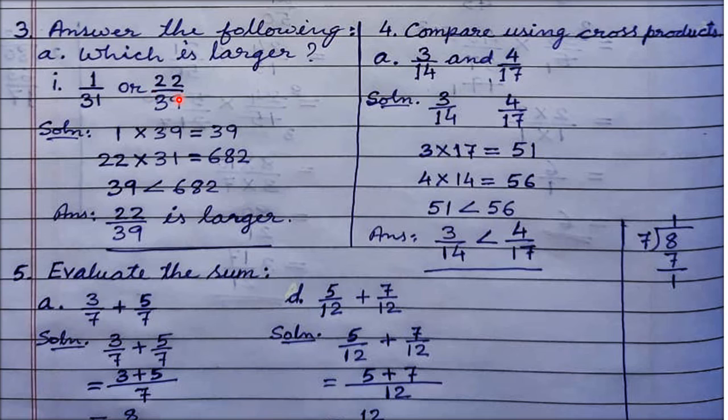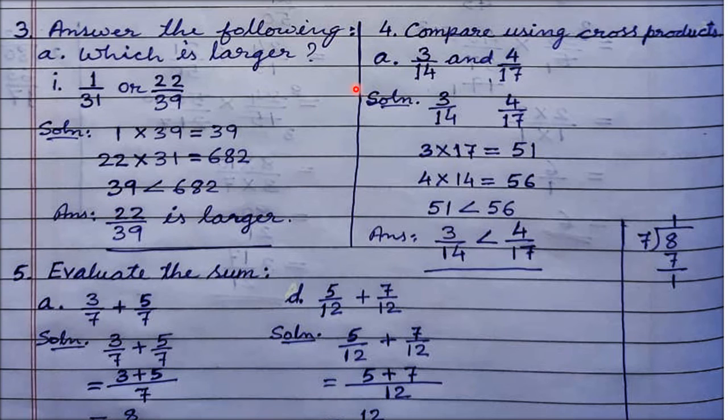Cross multiply, 1 into 39 is 39. Second one, 22 into 31 is 682. So here it is quite clearly visible. 682 is bigger while 39 is smaller. The first product is smaller. That means the first fraction is smaller. Second product is greater. That means the second fraction is greater. Therefore we can say 22 by 39 is larger.